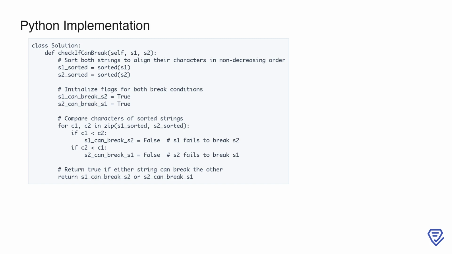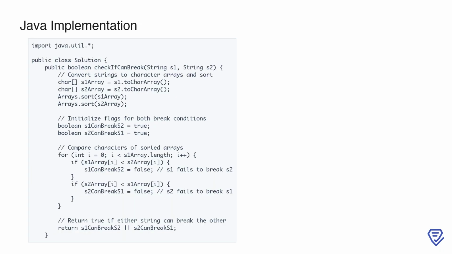After the loop, the function returns true if either s1_can_break_s2 or s2_can_break_s1 is true, indicating that at least one string can break the other. This solution has a time complexity of O(n log n), due to the sorting step, where n is the length of the strings. Here, we begin implementing the solution in Java.